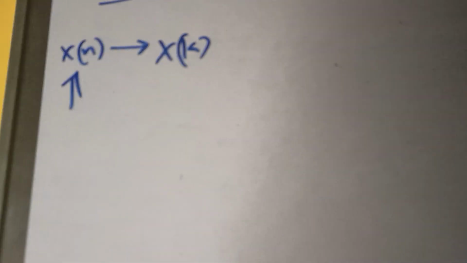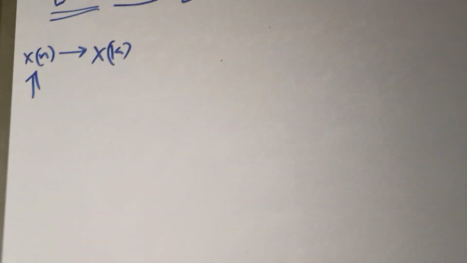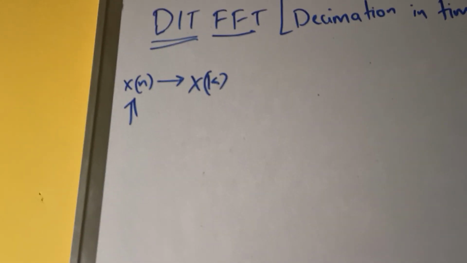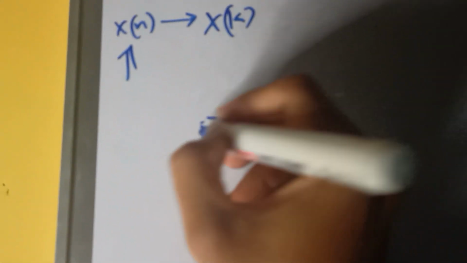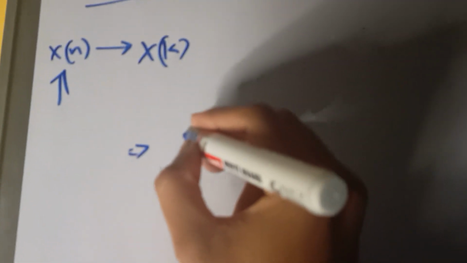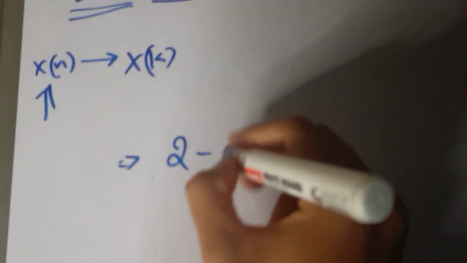So how does the decimation work? Let us understand by taking small steps. First let us understand the decimation in DIT FFT for two elements.